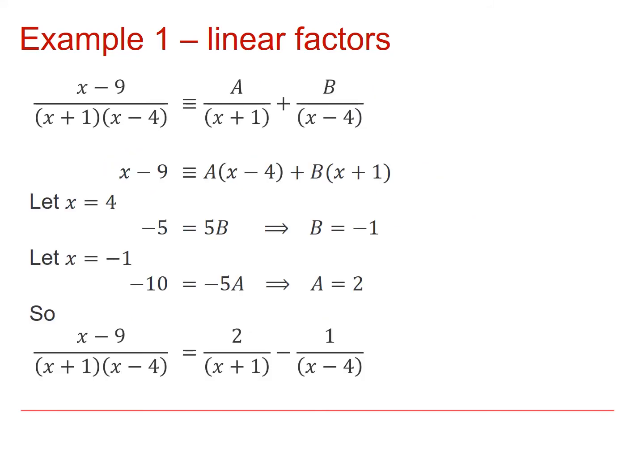There's that working written out neatly so that you can follow it. Here we've used the identity with two values, x equals 4, giving me the value of b as minus 1, and with x equals minus 1, giving me the value of a as 2, and there's my final result.